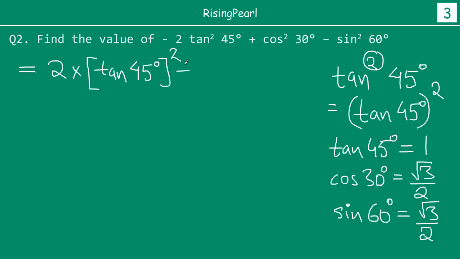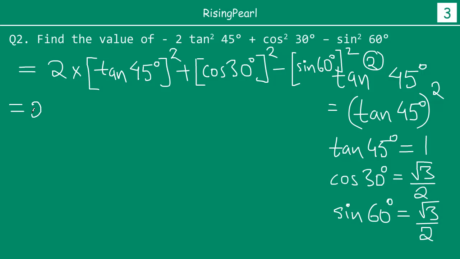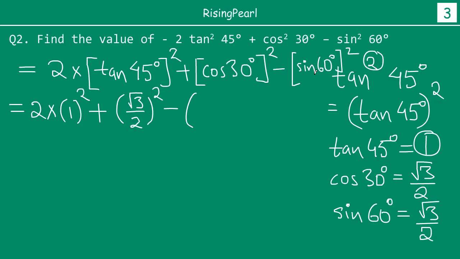So this square plus this will be cos 30 degree square minus sine 60 degree square. In other words, 2 times, what is tan 45 degrees? That is 1, square, plus cos 30 degrees is square root 3 by 2. So square root 3 by 2 whole square minus sine 60 degree whole square.